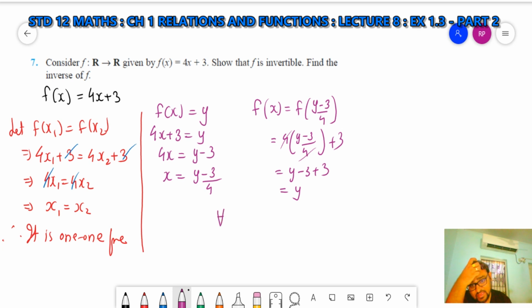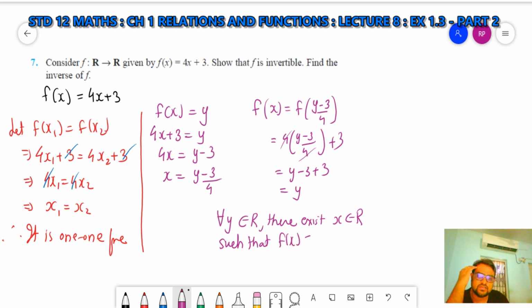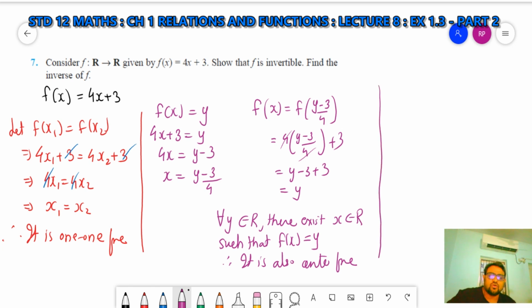So for every y belonging to the codomain, there exists some x belonging to the domain such that f(x) = y. Therefore, it is also an onto function. Clear? Now you can see here it is a one-one function and also an onto function.